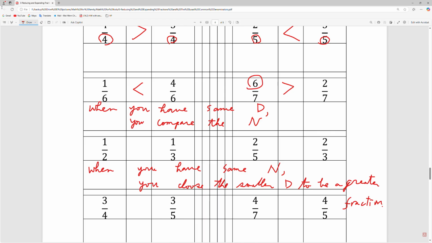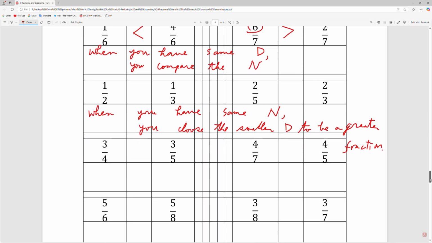Okay. So, let me see. So let me use this one to show you. If you have same numerator, then you choose the smaller denominator to become a bigger fraction. When you have same numerator and this denominator is smaller, then you say this one is bigger.